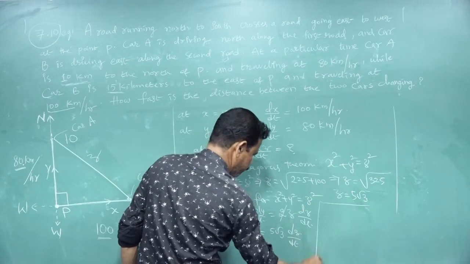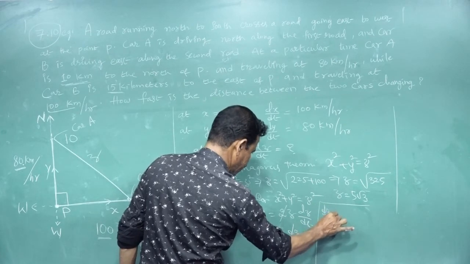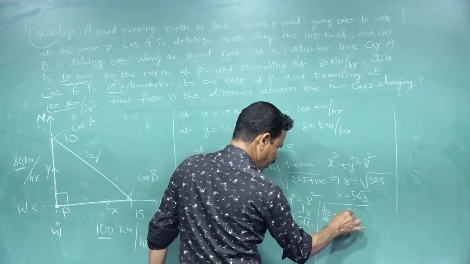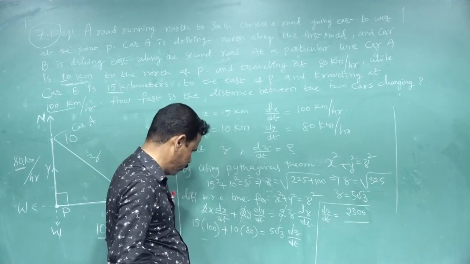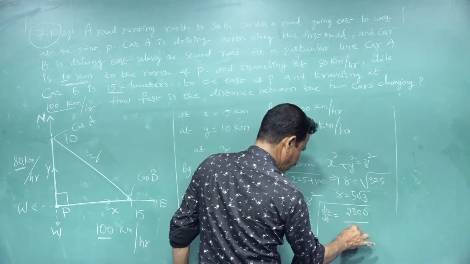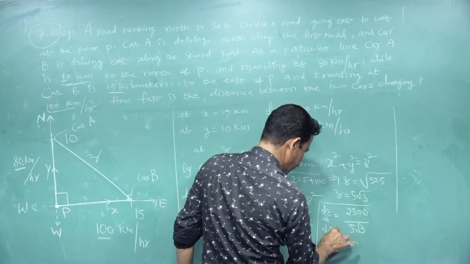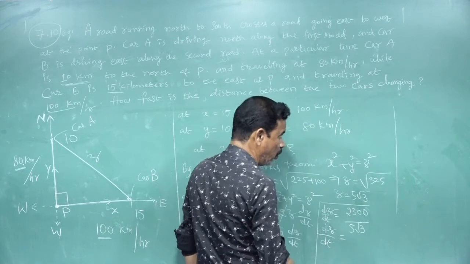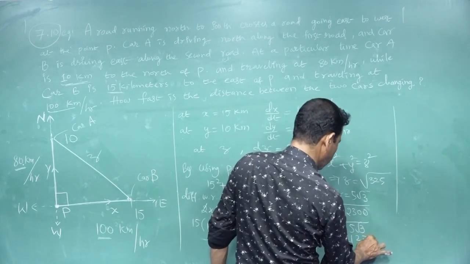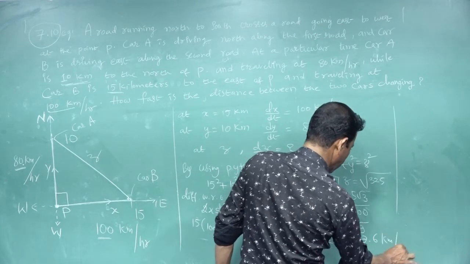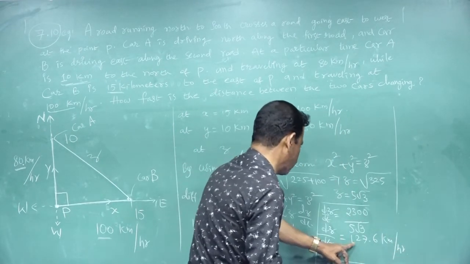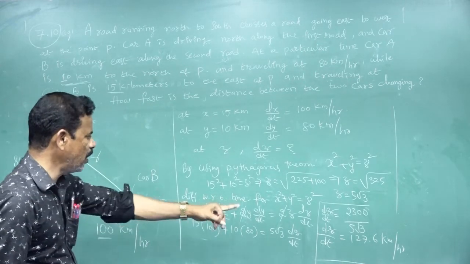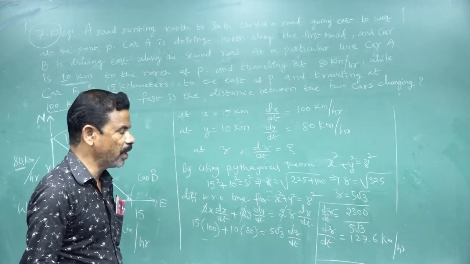After this, dz by dt is equal to, this is 1500, this is 800, 2300 by 5 root 3. On simplification, this value dz by dt is equal to 127.6 kilometers per hour. This is the answer. dz by dt is asked: the rate of change of distance between the two cars is 127.6 kilometers per hour.